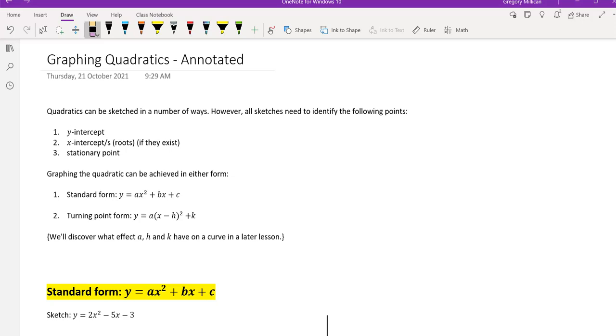So we're going to look at sketching quadratics, and we're going to use just the standard form in this particular video. We're going to look at the turning point form in a subsequent video. But for today, we're just going to focus on the standard form.